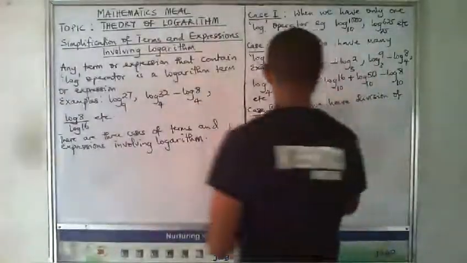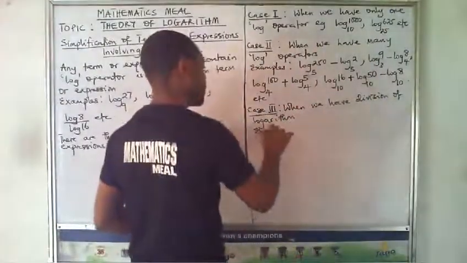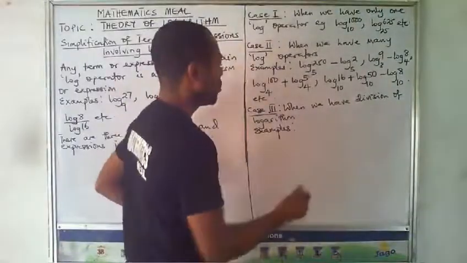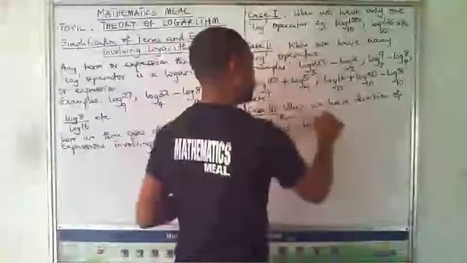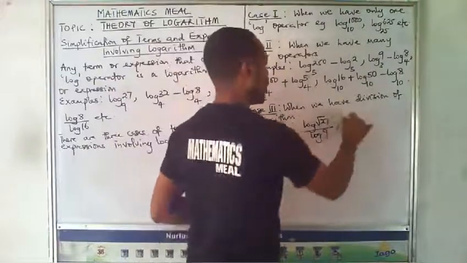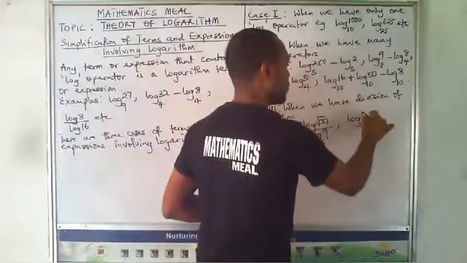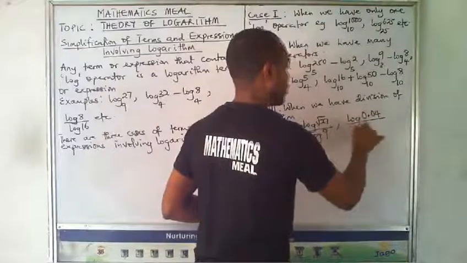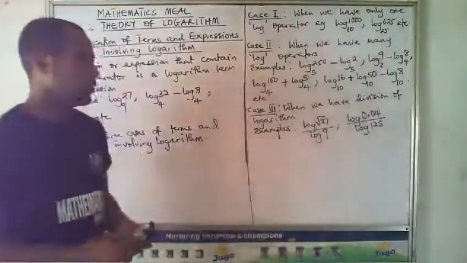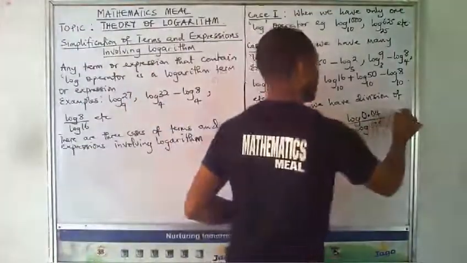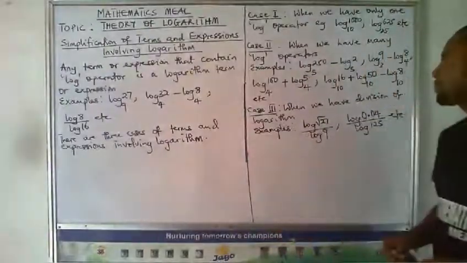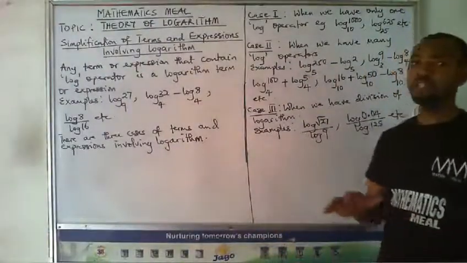So, examples here. We have, let's say, log 27 over log 9. This is a division. I have log 0.04 over log 125. This is also division, and so on. Okay, so this is the end of the foundation that we need to lay.